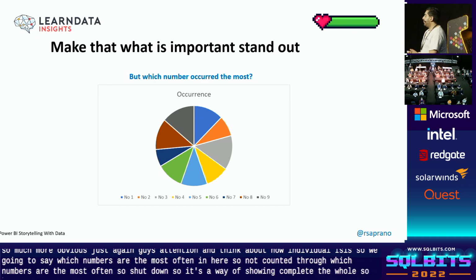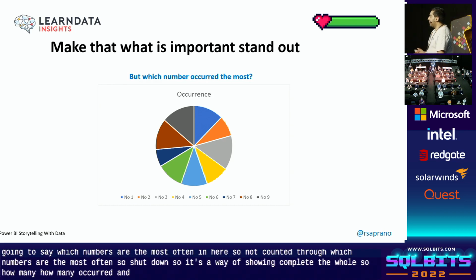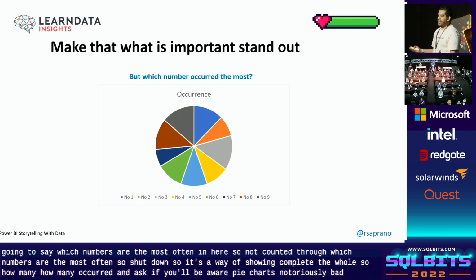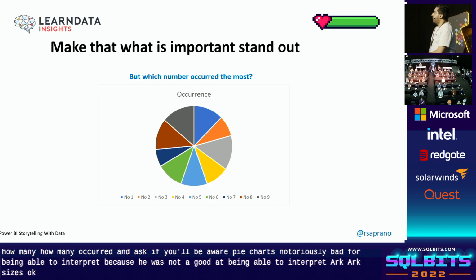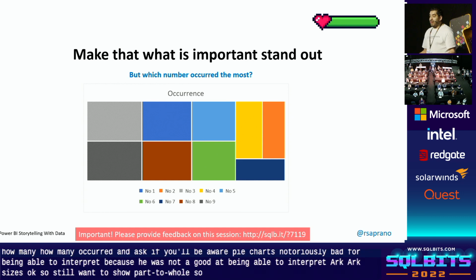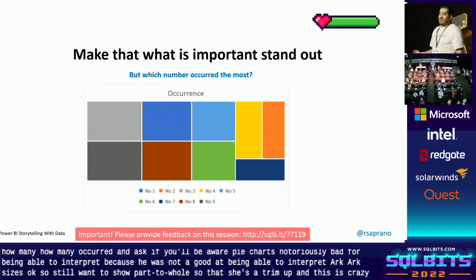So how many occurred? And as many of you will be aware, pie charts are notoriously bad to interpret, because humans are not very good at interpreting arc sizes. So people say, okay, I still want to show part to whole, so let's use a tree map. And this is the same information displayed as a tree map. It's actually not that much better. Yes, you can see a bit more.